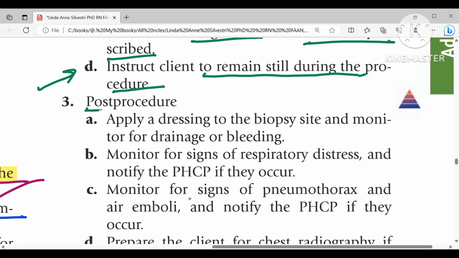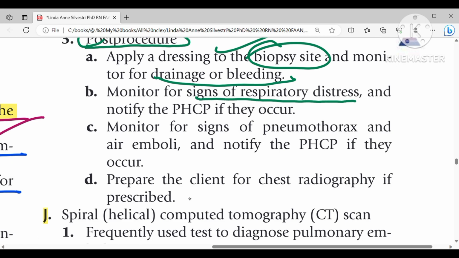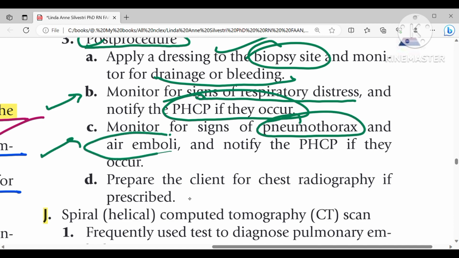So what are the things we need to do post-procedure? Apply a dressing to the biopsy site. Monitor for drainage or bleeding, and monitor for signs of respiratory distress. If there are any respiratory changes, we need to inform the primary healthcare provider. Monitor for signs of pneumothorax and air emboli, and inform the primary healthcare provider if they occur.